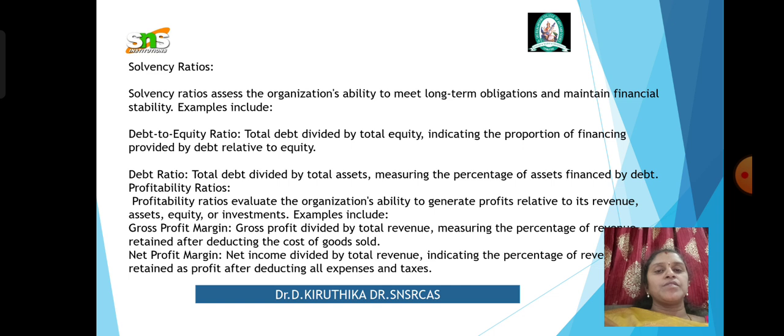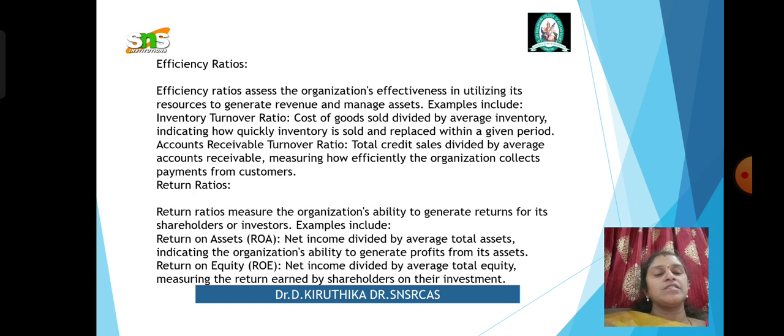Examples are gross profit margin and net profit margin. As you all know, gross profit divided by total revenue and net profit divided by total revenue gives the percentage of revenue retained inside the organization after deducting the cost of goods sold and simultaneously expenses and losses. And the next one is the efficiency ratio.